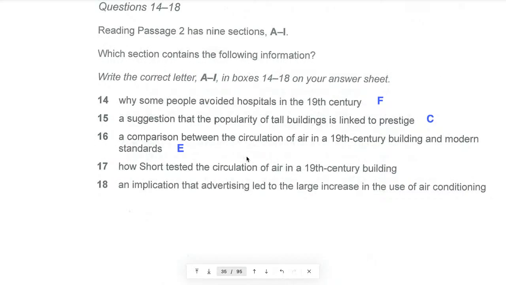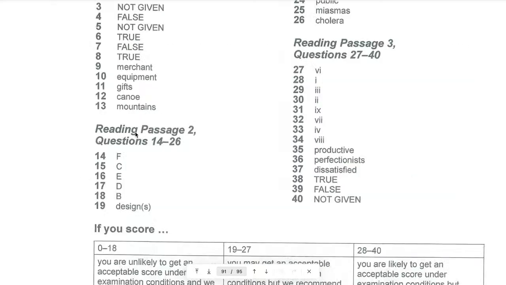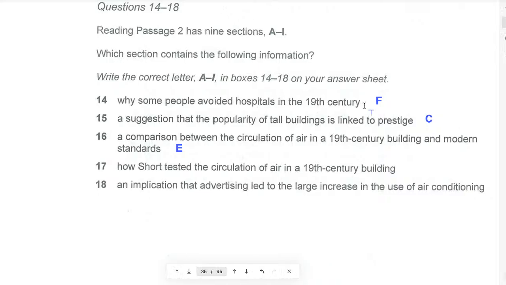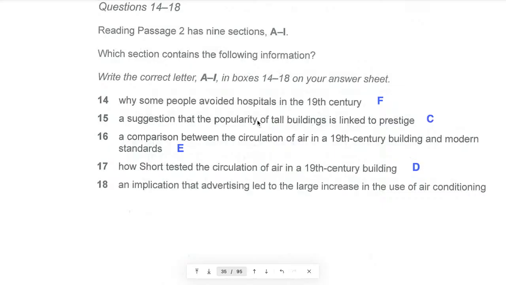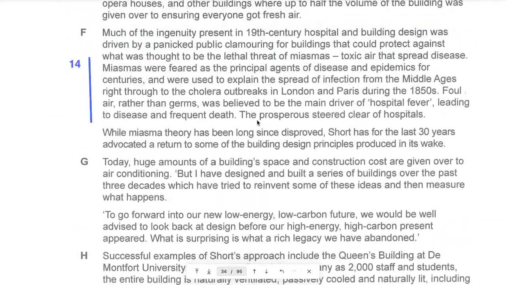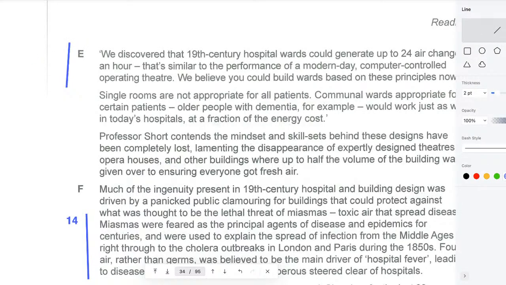All right, number 17. How short tested the circulation of air in the 19th century building? What's the answer? D, right? Okay. Well, before that, for number 16, I think we need to mark the other part. You need to mark from we discover blah blah until principles now, and then you can mark number 16 there.